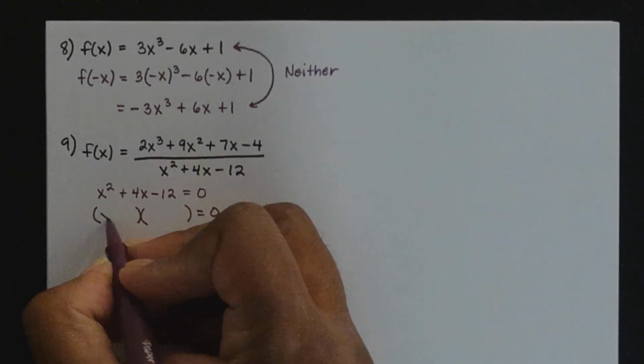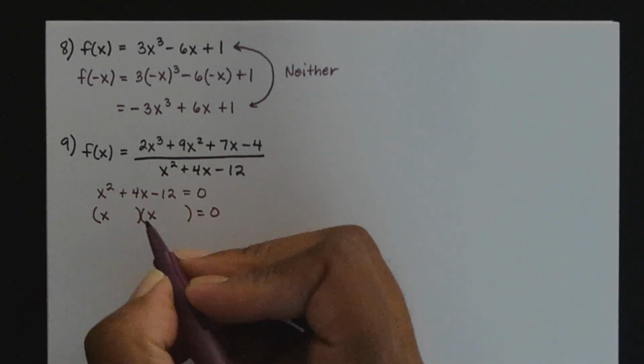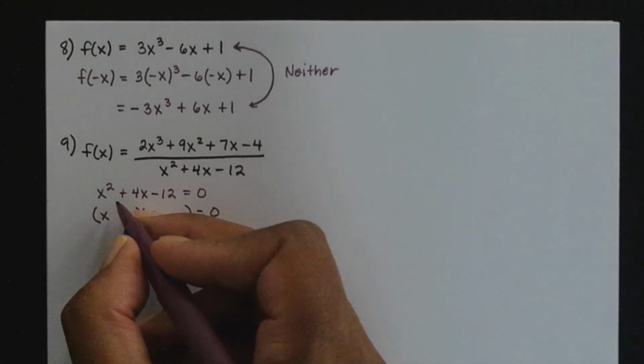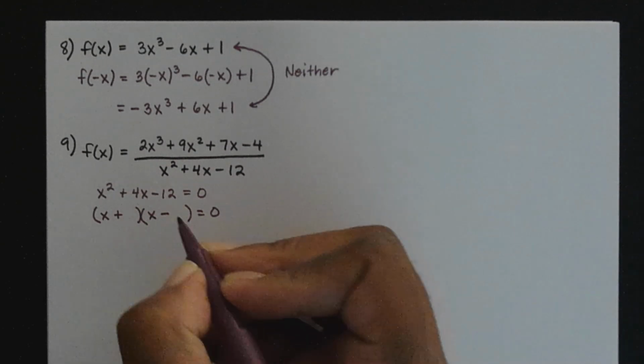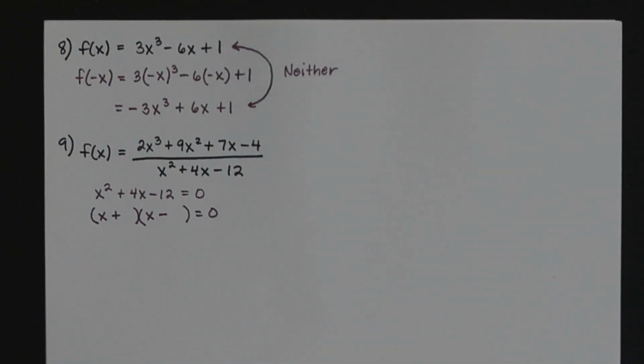So x squared breaks up as x times x. The middle term is a plus, the last term is a minus, so one has to be plus, the other one has to be minus. And I need factors of 12 that will give me 4x as a middle term. Let's use 6 and 2.